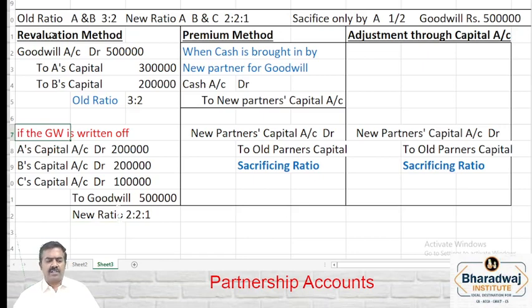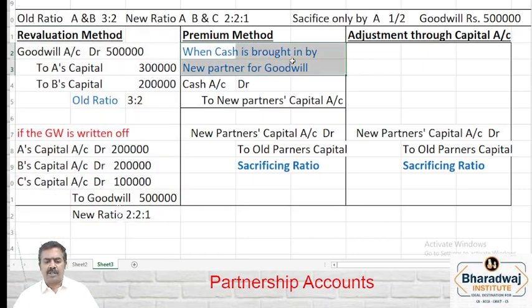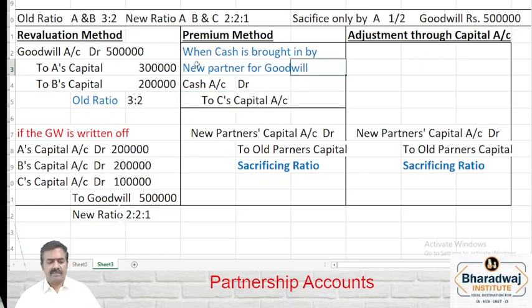Okay, this is the revaluation method. Wait. Premium method: when cash is brought in by the new partner for goodwill, what entry will you pass? Cash account debit to goodwill, cash account debit to the new partner's capital. Who's the new partner? C's capital account. How much will he bring?